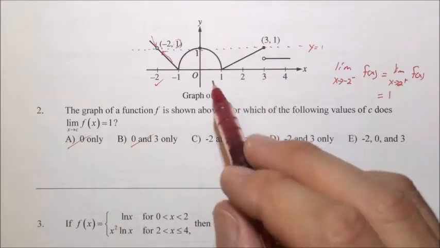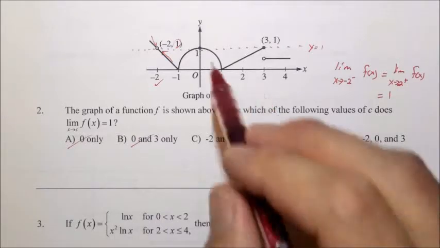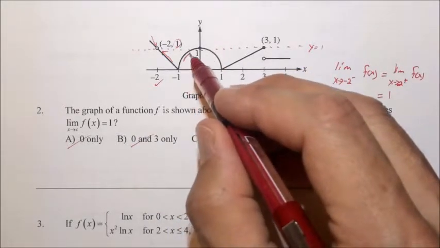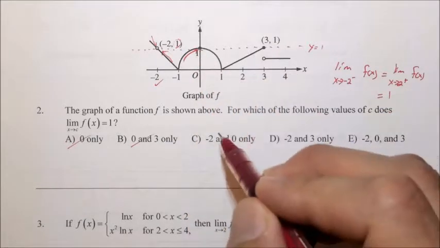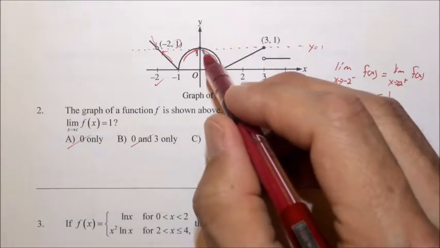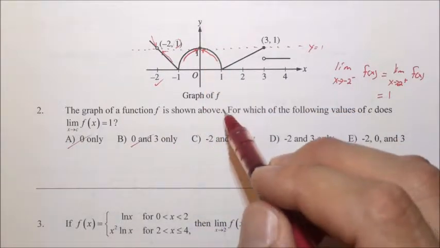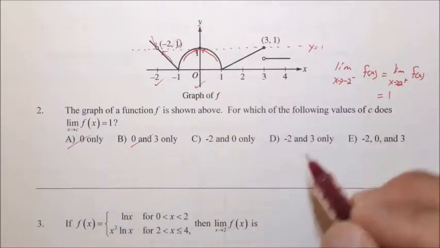Now we move to the next spot that they recommend, which we see is 0. Here's x equals 0. As x approaches 0 from the left and from the right, we are heading towards 1, and it turns out that f of 0 is 1. So 0 is also an answer.